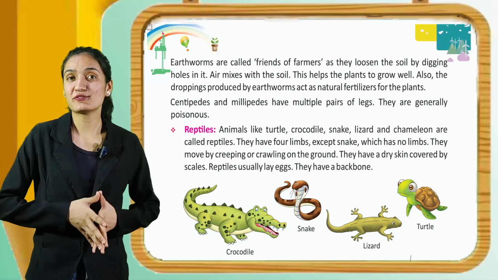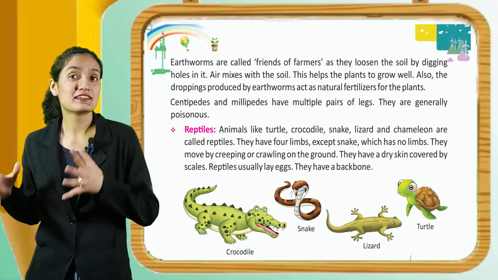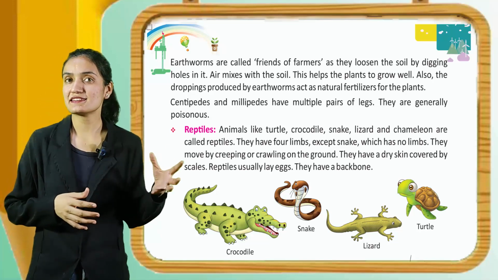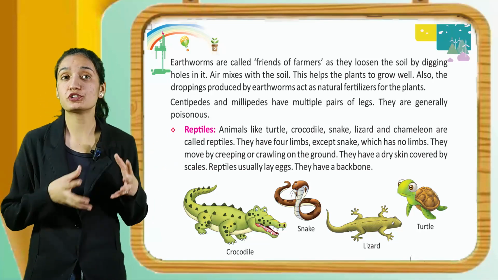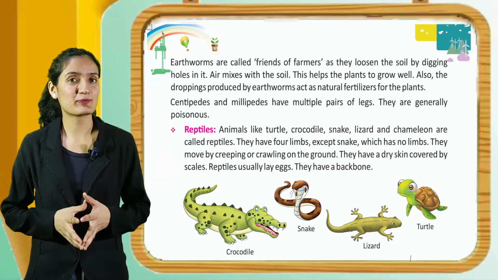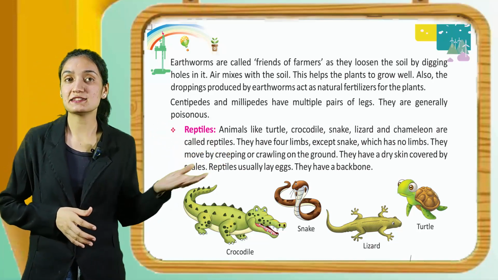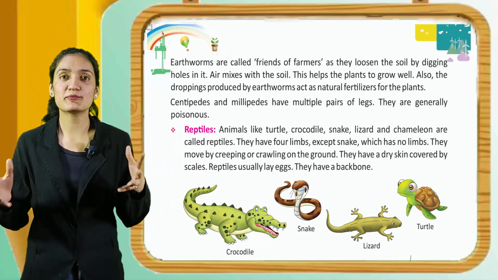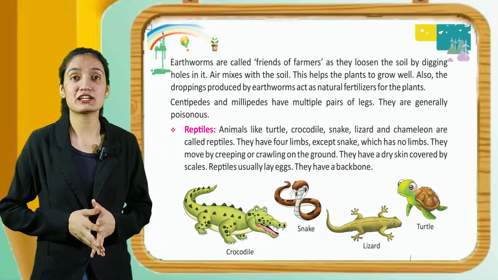Earthworms are called friends of farmers as they loosen the soil by digging holes in it. Air mixes with the soil. This helps the plants to grow well. Also, the droppings produced by earthworms act as natural fertilizers for the plants. Centipedes and millipedes have multiple pairs of legs. They are generally poisonous. Next is reptiles.